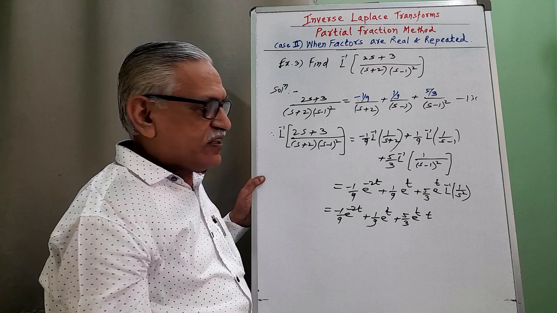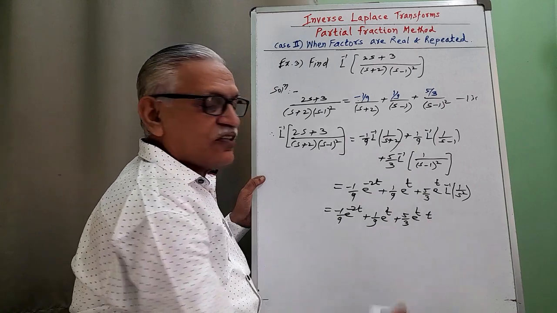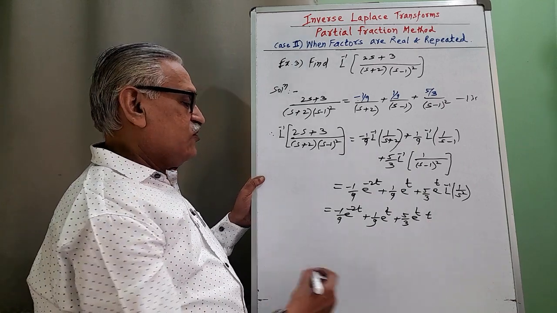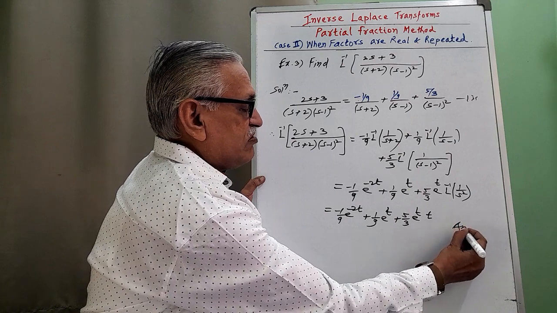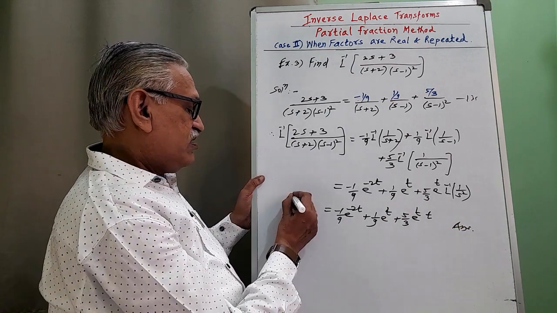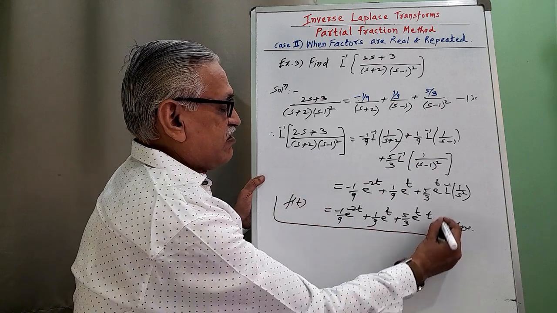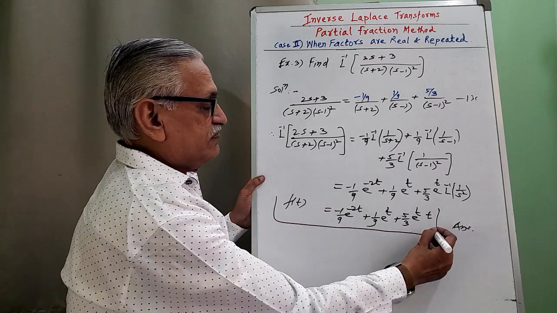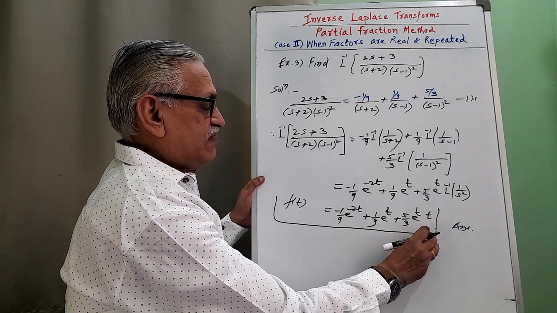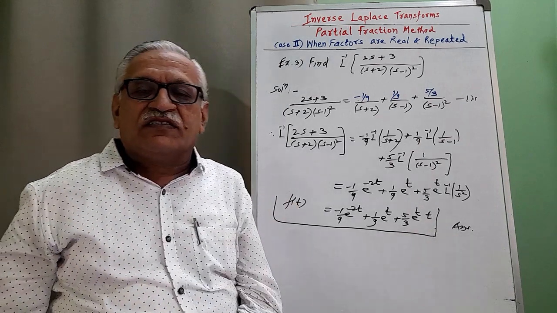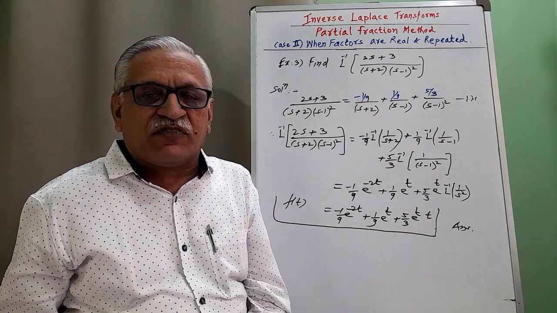2 minus 1 is 1, and divided by 1 factorial. 1 factorial is 1, and therefore inverse of left hand side is f of t. This is the required inverse Laplace transform.